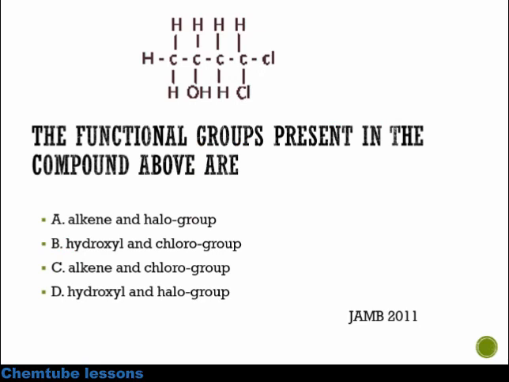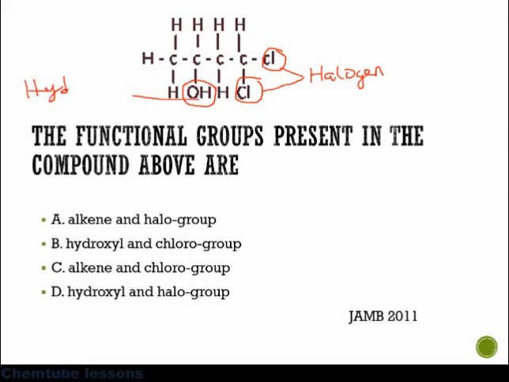The functional groups present in the compound above are... so for the functional groups, let's circle them. This is a functional group, this is another functional group, this is another functional group. These two functional groups are called the halo groups, because they are from the family of halogens. While this one is called the hydroxyl.